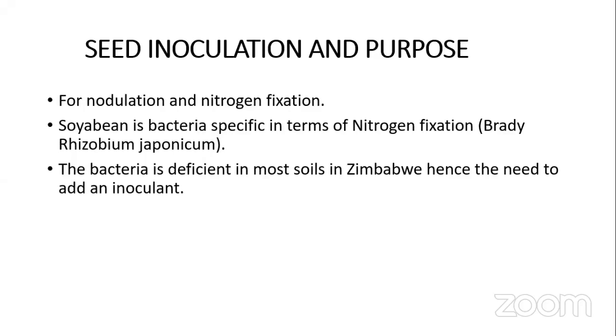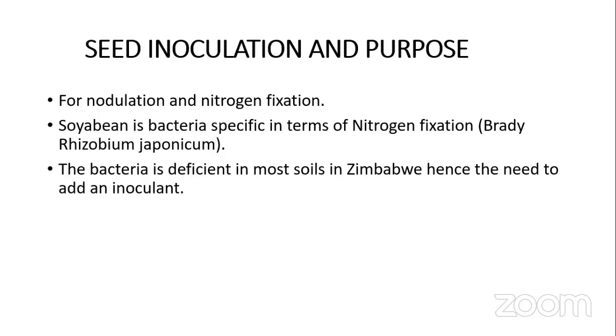So for other crops like cowpeas, it can combine with a lot of bacteria in the soil. But then soybean is specific to a bacteria which is called Bradyrhizobium japonicum. But then the challenge is that this bacteria is very, very rare in most soils, or should I say it's very deficient in most soils. And therefore, there's need for us to add an inoculant. So this is the reason why we add an inoculant.